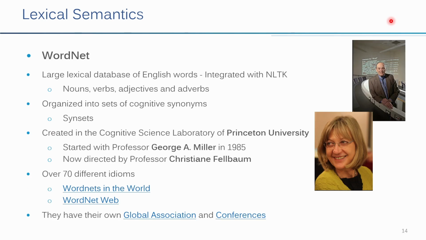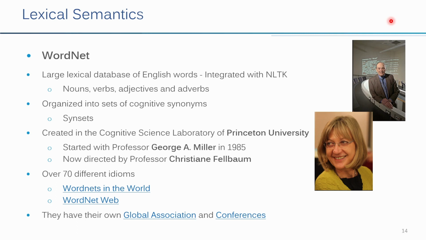The first one we'll talk about is WordNet. It was the largest lexical database for English words. Now I guess BabelNet is bigger, I would say, but in any case, the good thing about WordNet is that it is fully integrated with the Natural Language Toolkit, so there is no hassle in using an API or its senses.